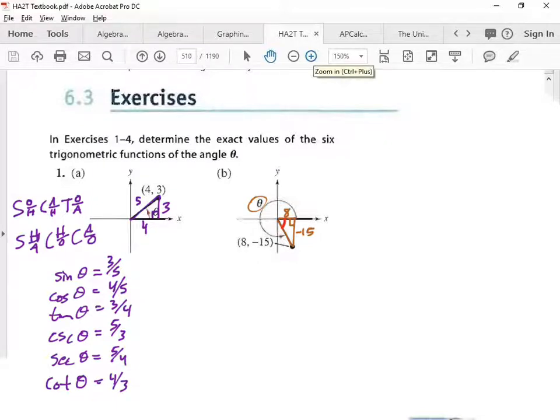All right, so how do we do this? Well, we got to rewrite all that stuff that we wrote before. Sine theta, cosine theta, tangent theta, cosecant theta, secant theta, and then cotangent theta.